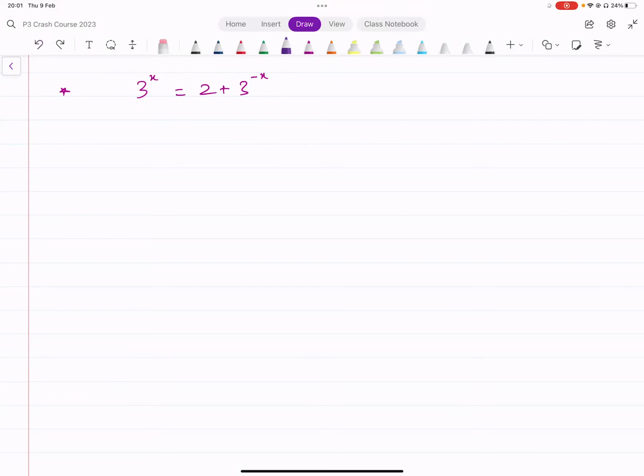So if you were to apply log here on both sides, on the left side, you would have ln of 3 raised to power x. On the right side, you would have ln of 2 plus 3 raised to power minus x. You could not have ln of 2 plus ln of 3 raised to power minus x. You can't do it like this. Okay, ln is going to be applied on this whole thing.